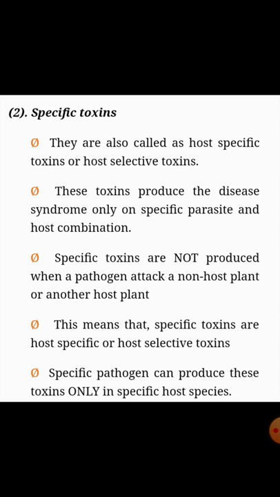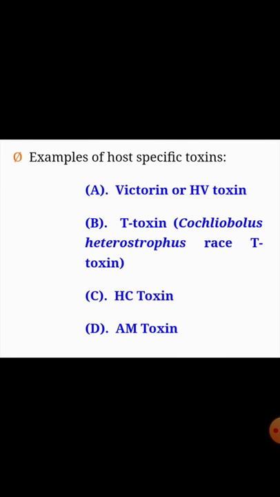Then second type of toxins, that are host specific or specific toxins. The characteristics of host specific toxins are, they are also called host specific toxins and host selective toxins. These toxins produce the disease symptoms not only on specific parasite and host combinations, but they act over a particular host only. Specific toxins are not produced when the pathogen attacks a non-host plant or another host plant. They are always host specific, so there is no attack of these toxins over the non-host plants. Specific pathogens can produce these toxins only in specific host species, as already discussed.